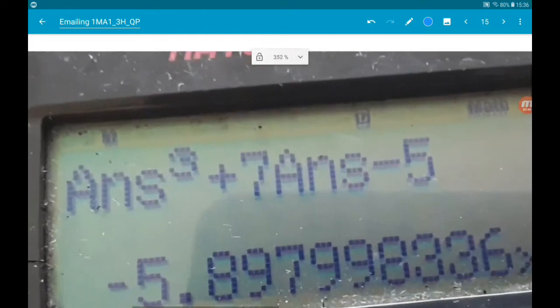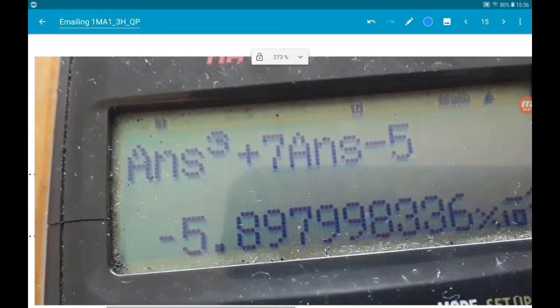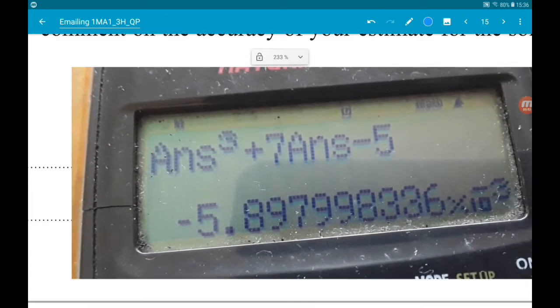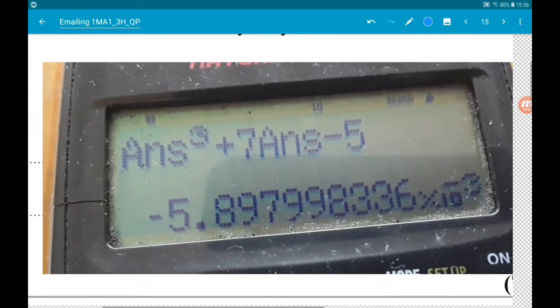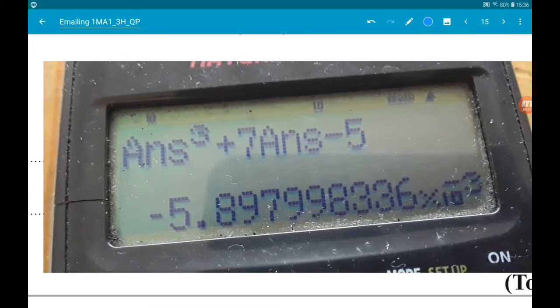So I put it in as answer cubed add 7 answer minus 5, and you get this minus 5 point blah blah blah times 10 to the minus 3. So that is a really small number. So it's very close to 0. So it's quite accurate because it's close to 0.